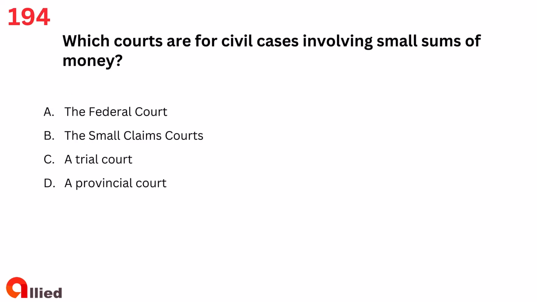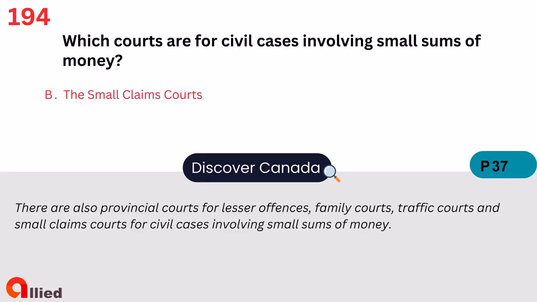Question 194. Which courts are for civil cases involving small sums of money? A. The Federal Court. B. The Small Claims Courts. C. A trial court. D. A provincial court. The answer is B. The Small Claims Courts.